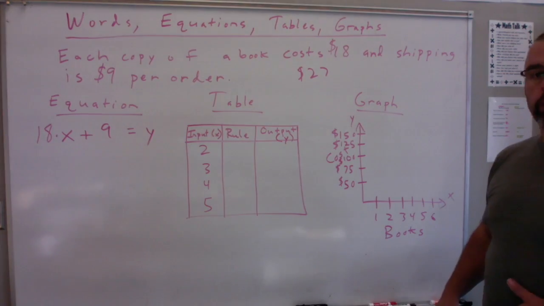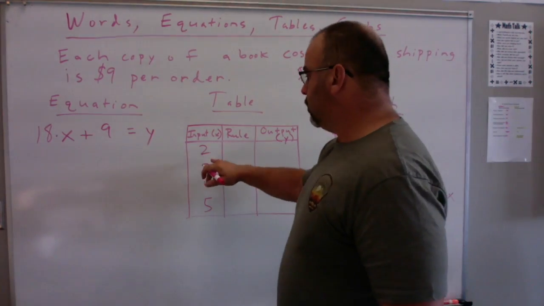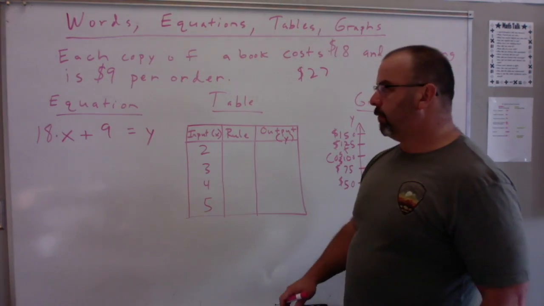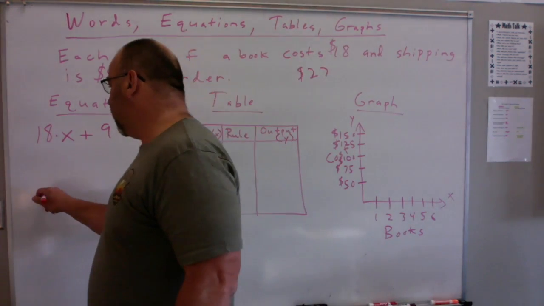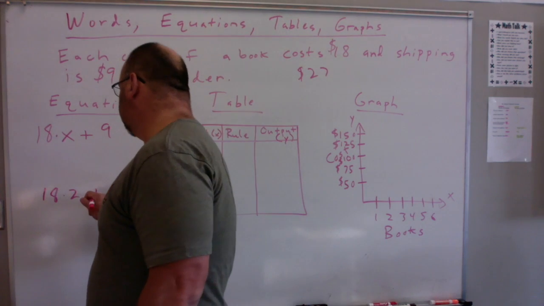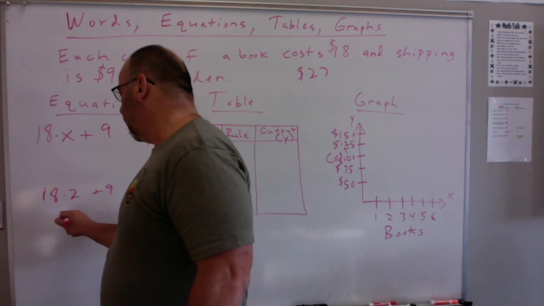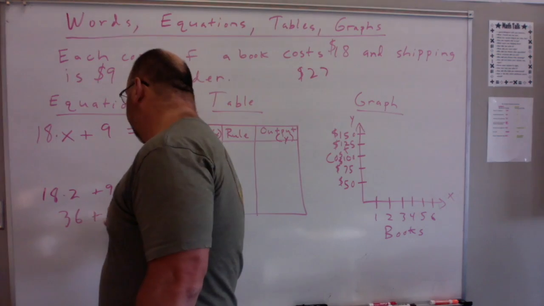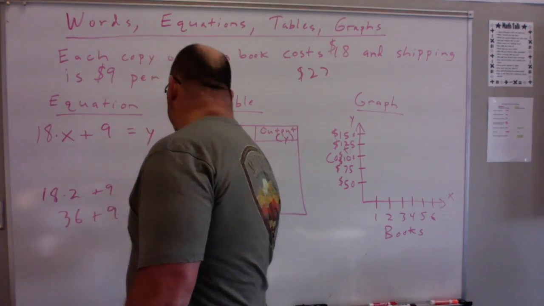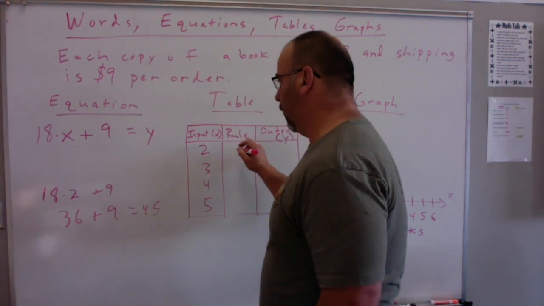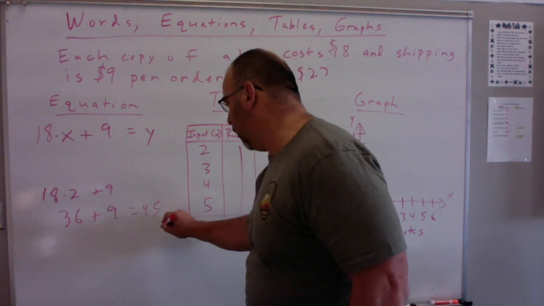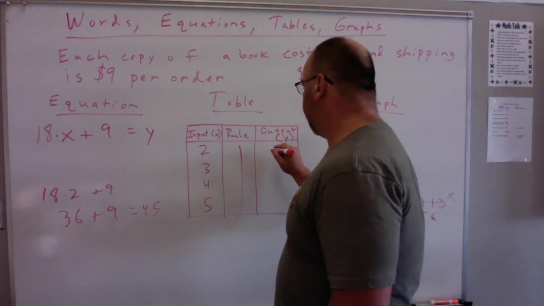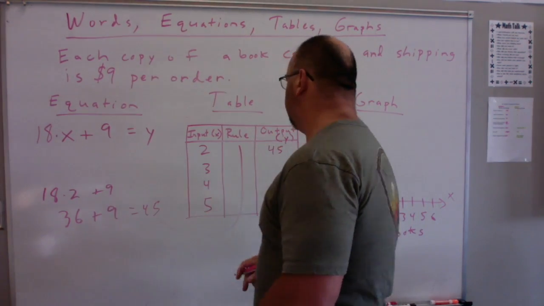Okay? So in this case, I'm going to put in 2, 3, 4, and 5 for each of these and see what it comes out to be. So I'm going to go 18 times 2 plus 9, 36 plus 9 would equal 45. So this is the rule. The rule is what I'm using here, okay? And I'm going to do that over here. So I come up with 45 for my output.